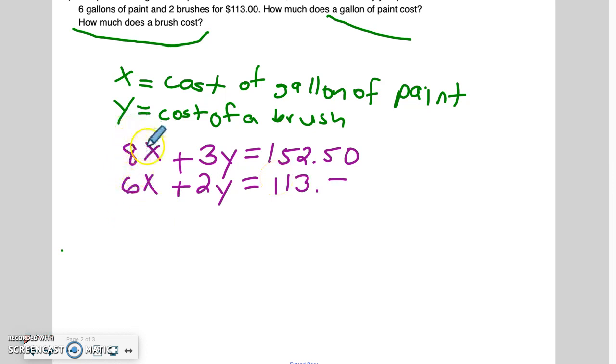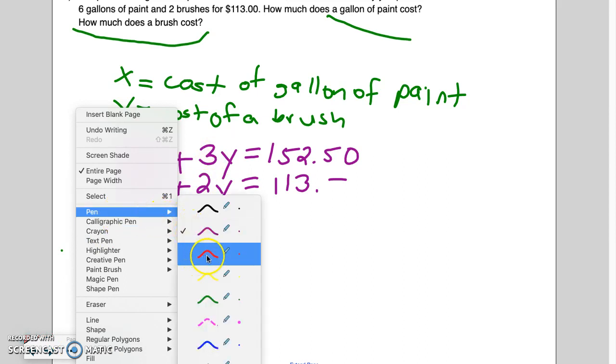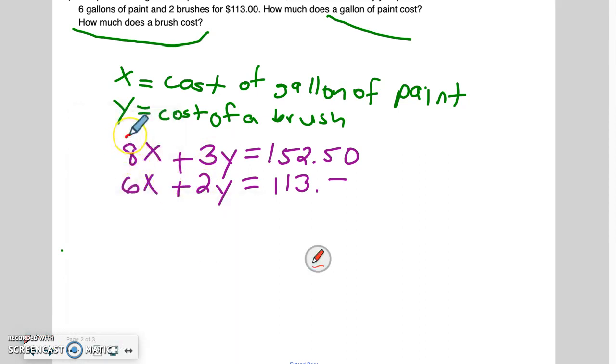Right. Elimination. These are written in standard form. So elimination, that means I need to get the x coefficients opposite or the y coefficients. My x coefficients are bigger than my y coefficients, so I'm just going to get rid of my y coefficient. So I need the smallest number that 3 and 2 go into, and that would be 6. So I need to have one 6y and the other one be negative 6y.